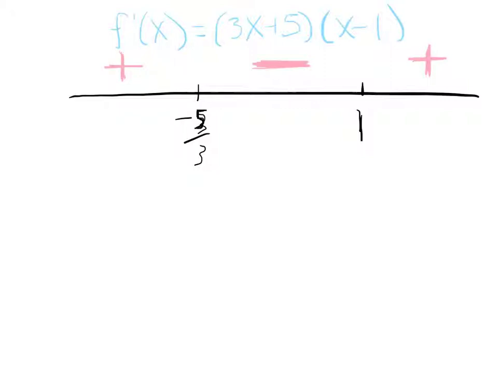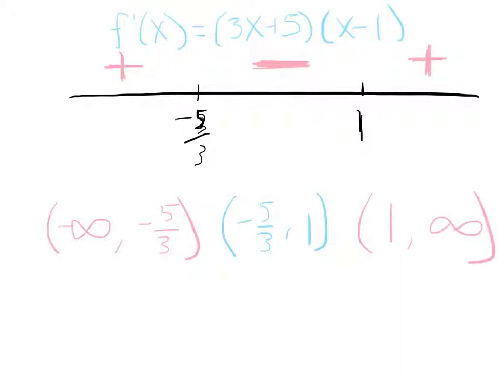Now that we have our number line all done, we can recall that when f prime of x is negative, it is decreasing, and when f prime of x is positive, it is increasing. Therefore, we can conclude that the function f is increasing on the interval from negative infinity to negative 5/3. It is decreasing on the interval from negative 5/3 to 1, and then increasing again on the interval from 1 to infinity. Now, you may be asked to graph.